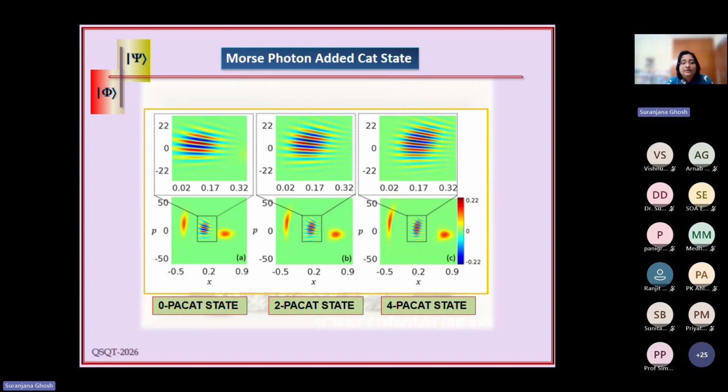Now this is again the Wigner distribution function for the photon added cat state. Here one can see these two coherent states, and these are the interference regions. With the increasing number of photons, these ripples are becoming finer. So the sensitivity is increasing.